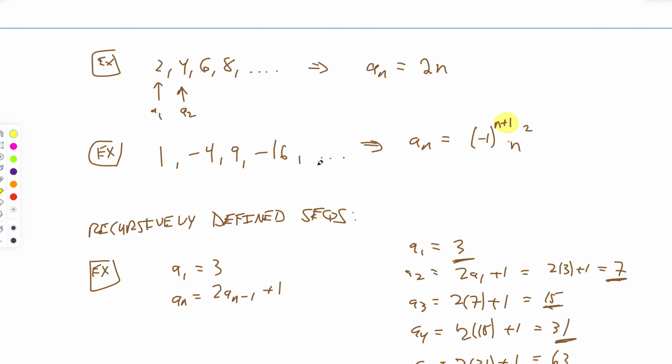And then the pattern is 1, 4, 9, 16, 25, 36, and so on. So this is n squared, right? 1 squared, 2 squared, 3 squared, 4 squared, and so on. So you would need that n squared. So this would be the general term.